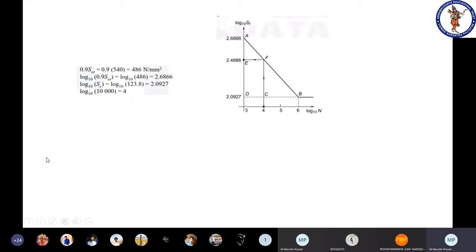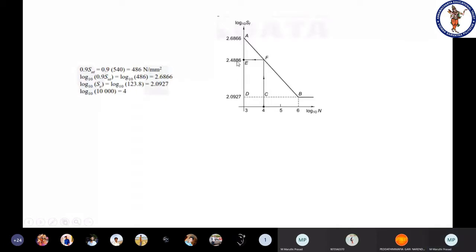Now we are constructing the SN diagram. For point A, the coordinates are: 90% of ultimate strength, which is 2.6866, and the number of cycles 1000, so 3. Corresponding to point B, endurance strength and 10 power 6 cycles. This is point B. Join A and B, which is the criterion of failure.